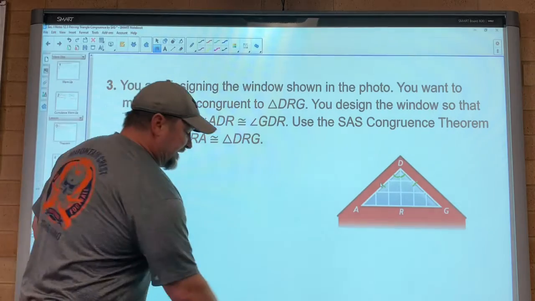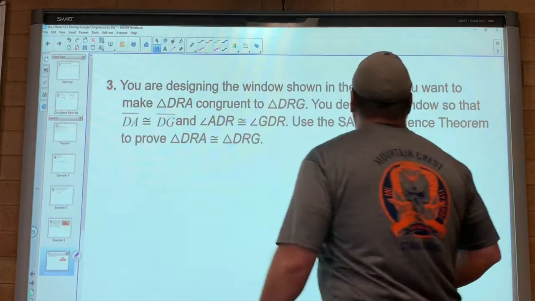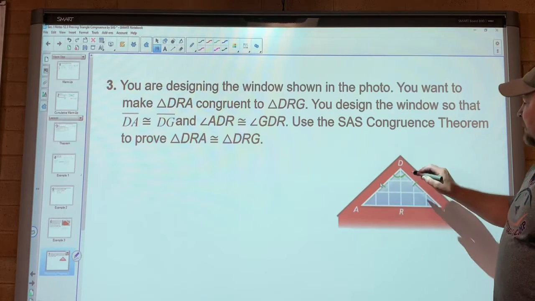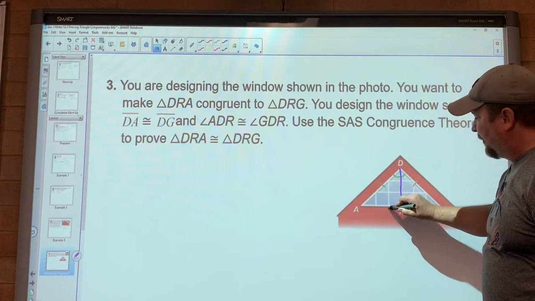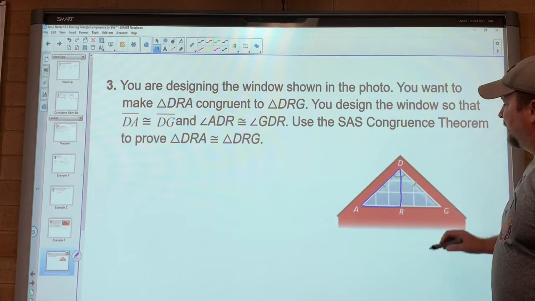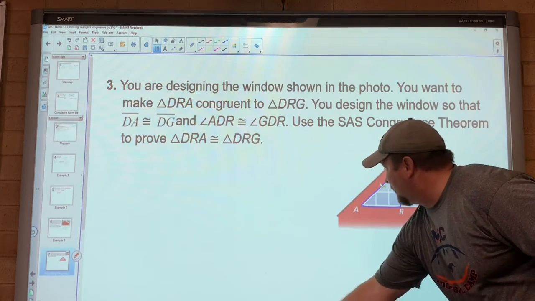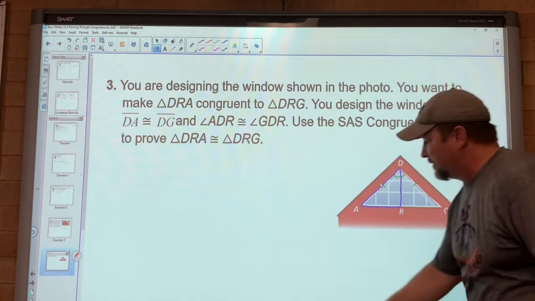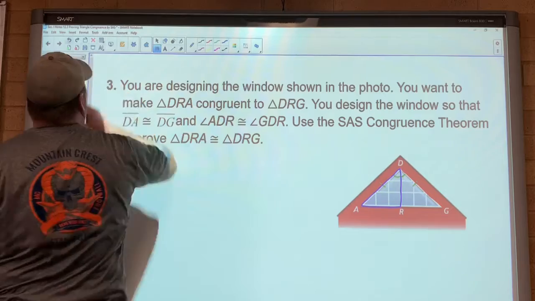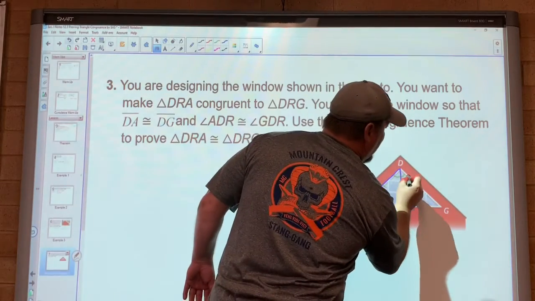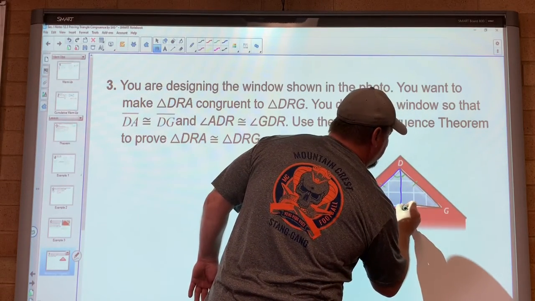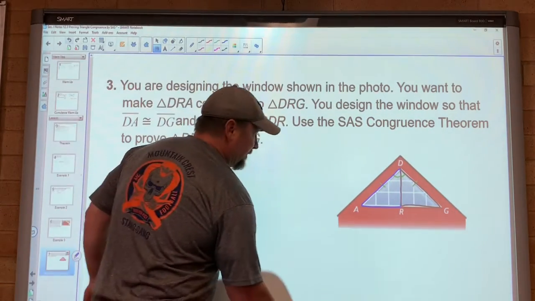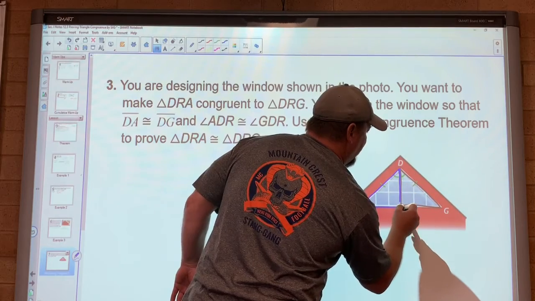Now you're going to have to decide something. Well, we want to prove that those triangles, DRA, this triangle right here, is congruent to, and I'll do this one in red. I guess that's not a very good color to use. I'm going to use black. So I want to prove that it's congruent to this black triangle. So the blue one's congruent to the black one, okay? That's what I'm trying to prove.